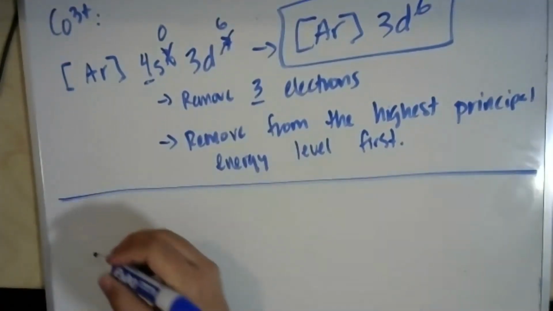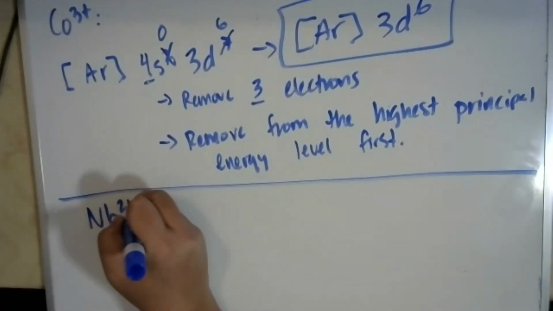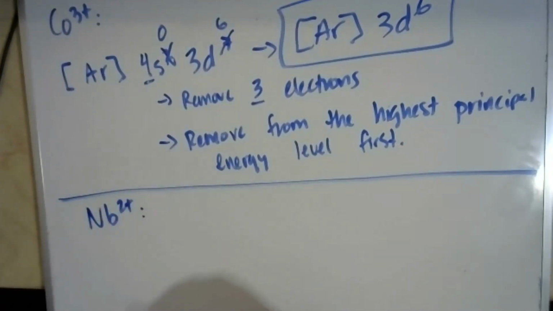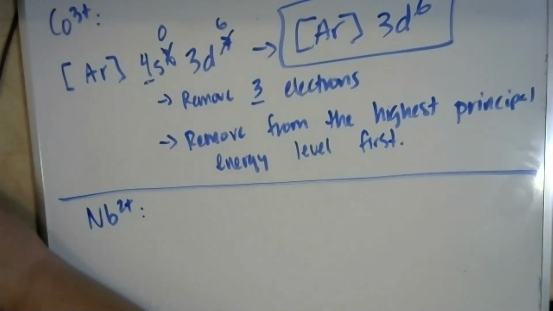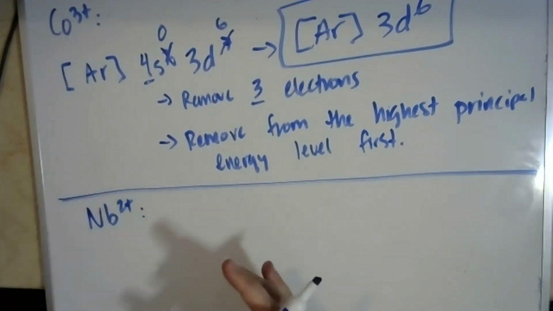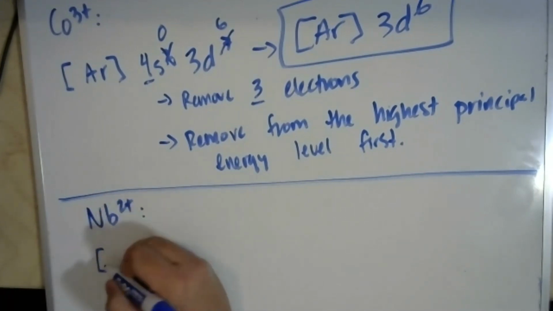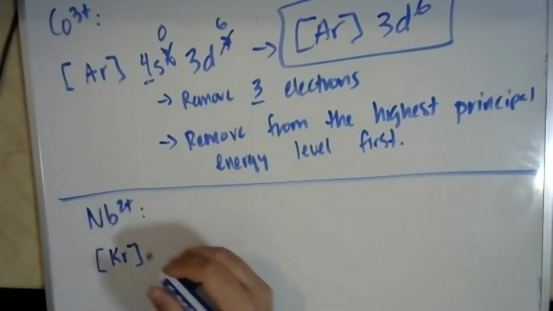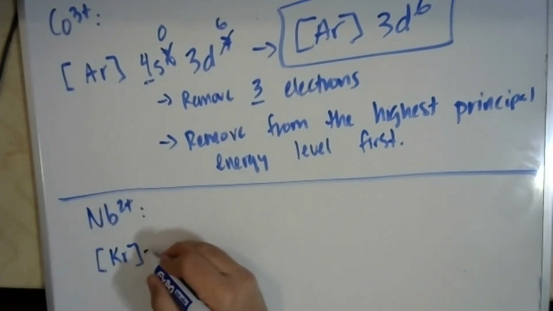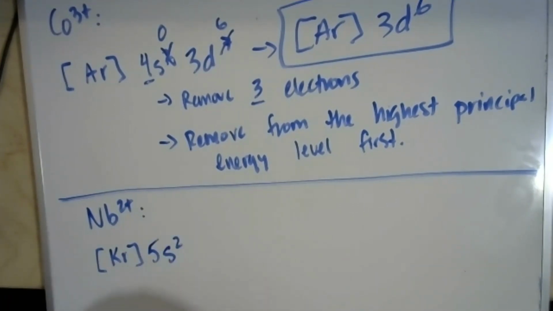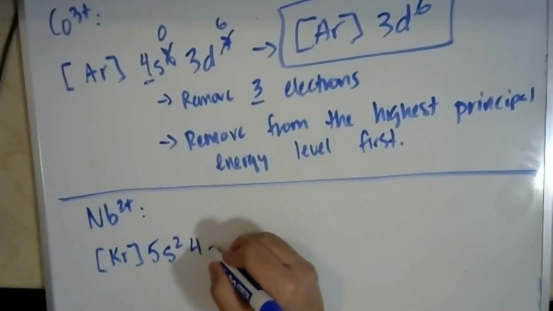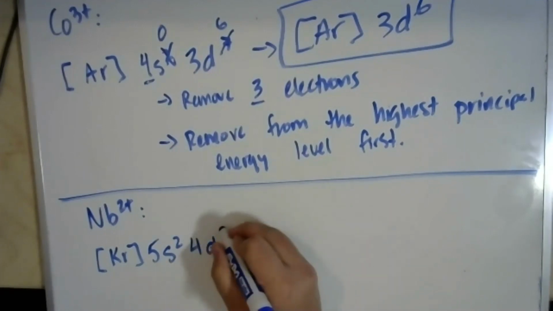All right. Our next one is going to be Nb2+. Okay, so again, we're going to start by finding it on the periodic table and then writing out the ground state structure. It's atomic number 41. So our noble gas that precedes it is going to be krypton. And we're going to be in the 5th principal energy level for our s's. So it'll be 5s2, 4d3.